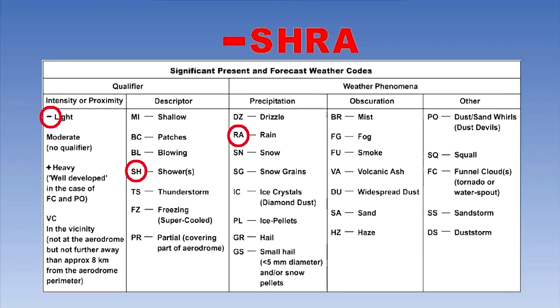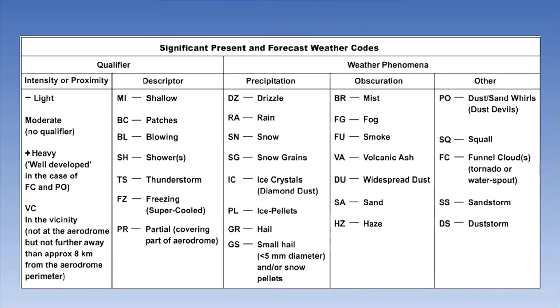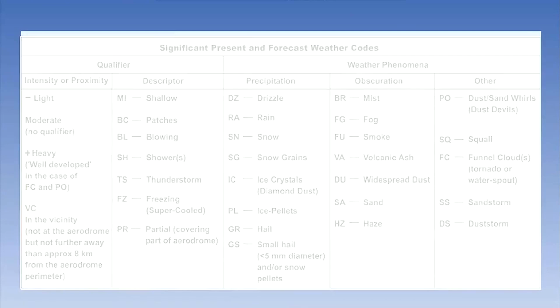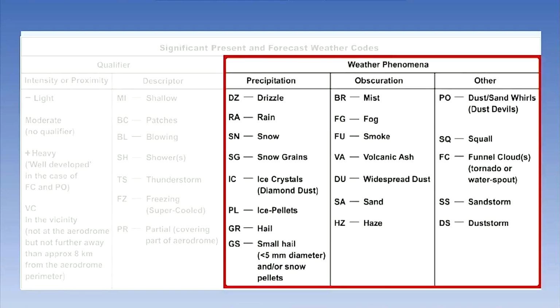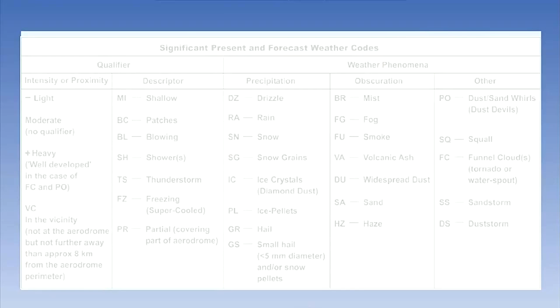Now, let's see how we would encode a light shower of rain. We use the following symbols and letters to represent this phenomenon. Starting with intensity, followed by the descriptor, and then the actual precipitation type, like light, shower, or rain. So, this string tells us that a light shower of rain is impacting the airport at the time of the observation.